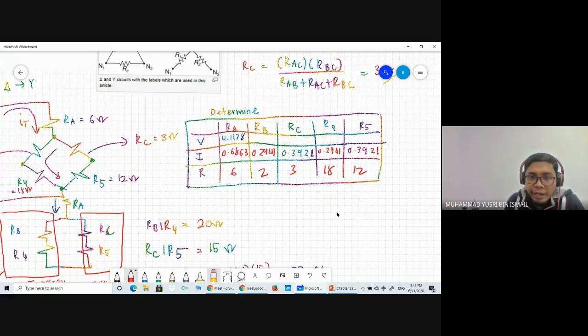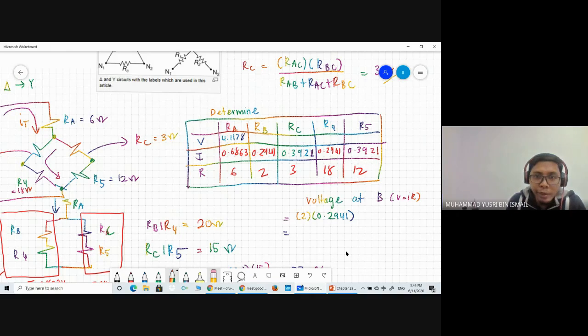Now, voltage at B equal to, V equal to IR, 2 times 0.2941. So you will get 0.588. And then voltage at C.